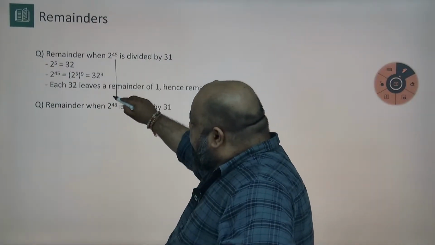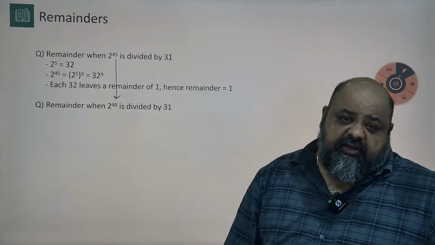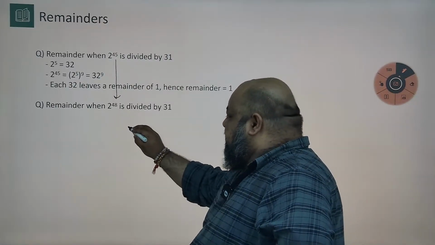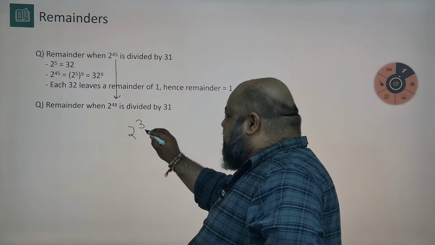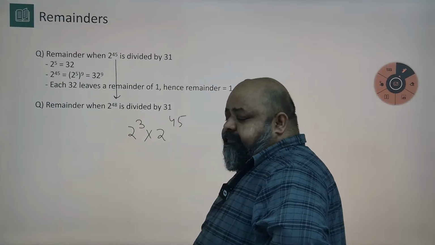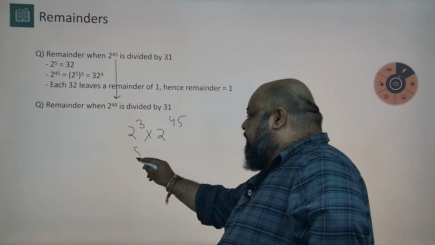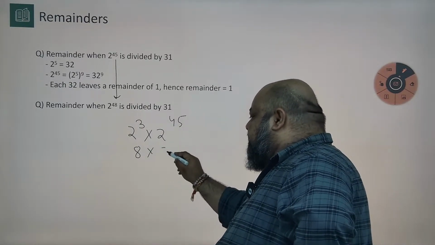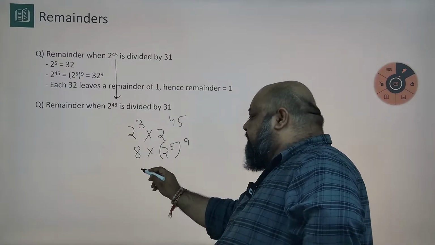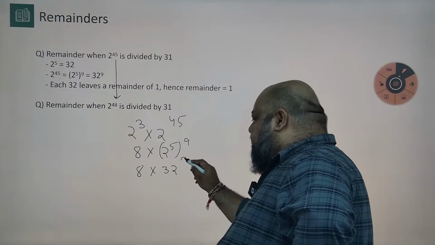इसमें और इसमें डिफरेंस क्या है? 2 raised to power 45 और 2 raised to power 48 में the difference is 2 raised to power 3. So what I do is I write 2 raised to power 48 as 2 raised to power 3 into 2 raised to power 45. ठीक है? 2 raised to power 3 होता है 8. 2 raised to power 45 को मैंने लिखा 2 raised to power 5 raised to power 9 like I did in the previous case. 8 into 32 raised to power 9.